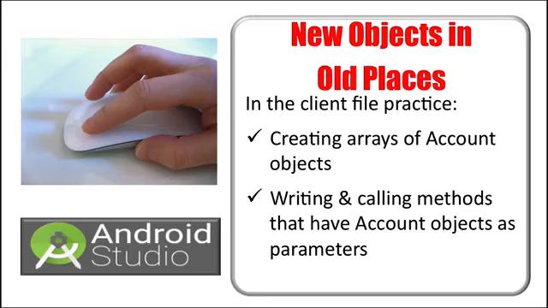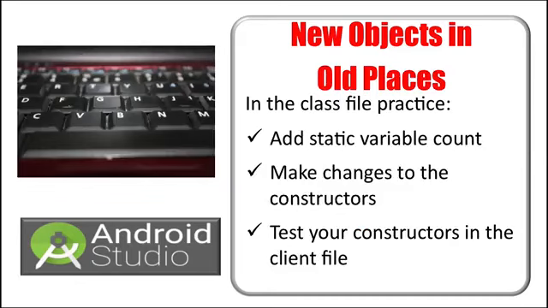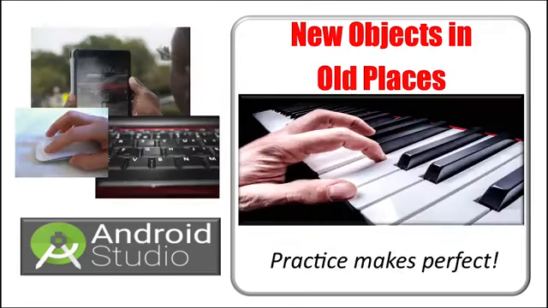To gain more practice with the concepts covered in this lecture, make some changes to your client file. Create arrays of account objects and call some methods. Create methods that take account objects as input parameters. In the class file, create a static variable like the one in our examples. Change the constructors and test them by creating objects back in the client file. The more you practice and use these ideas, the more comfortable you will be with them.